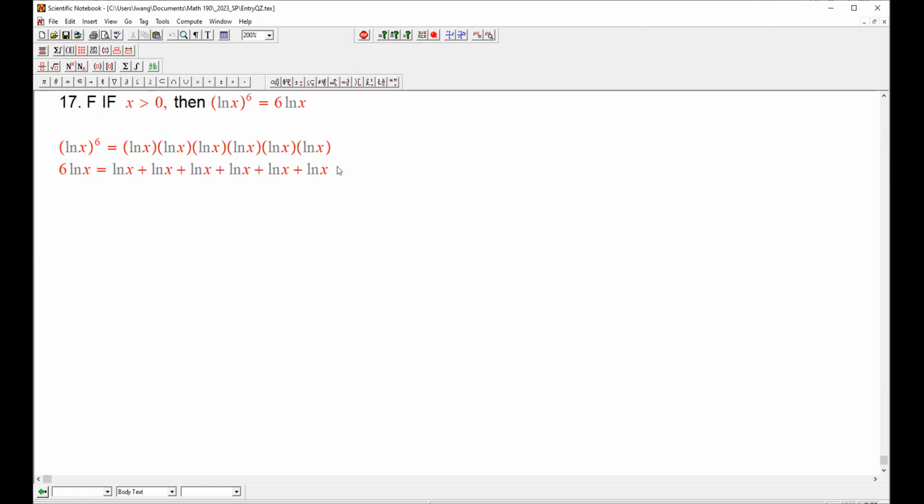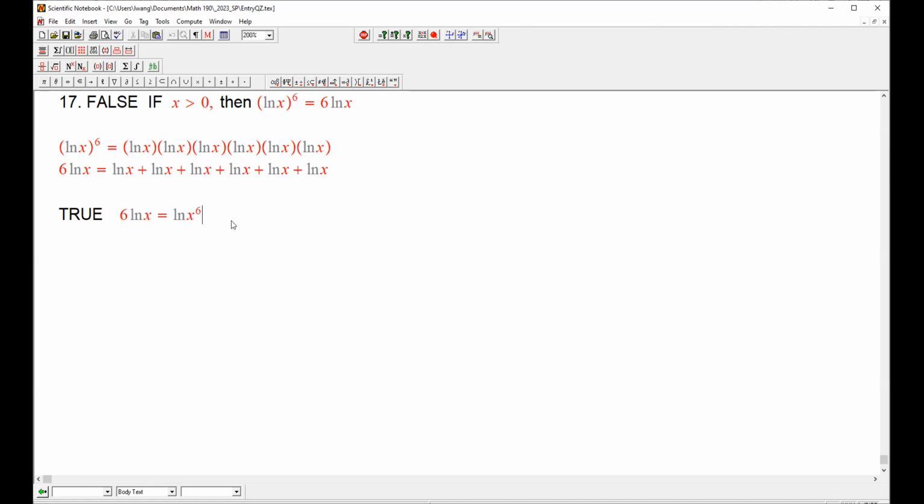Not only is it false, it is also a terrible, horrible, extremely bad mistake. You might be thinking, what will be true? Well, this is not true. There are some truths to it because this equals ln x raised to the power 6. Okay, that's a logarithm property. This is true.